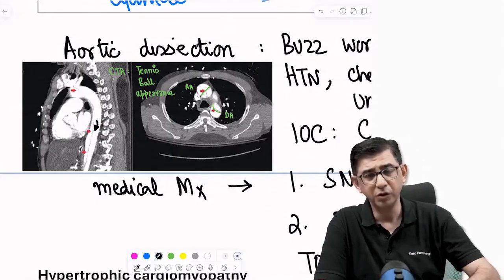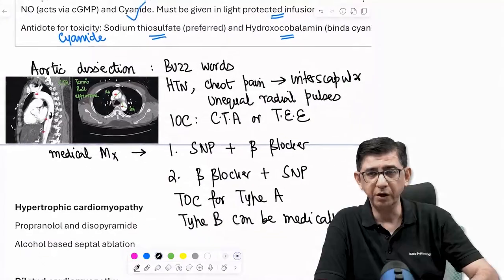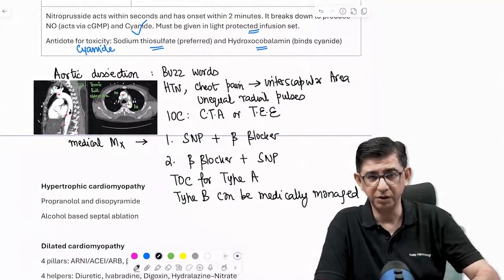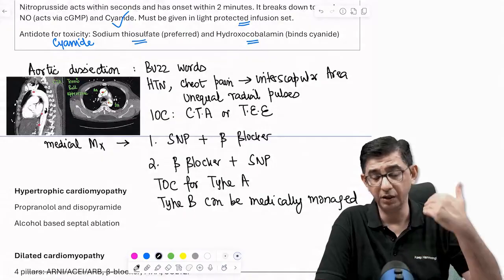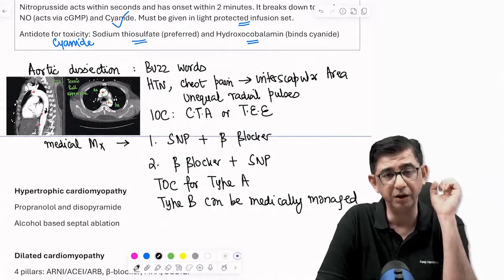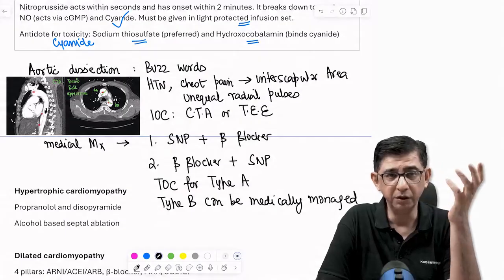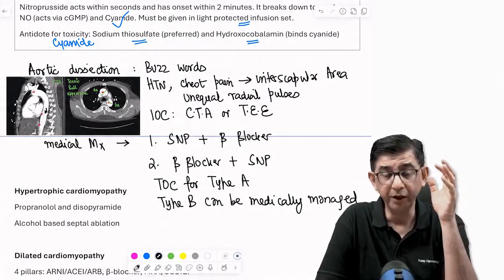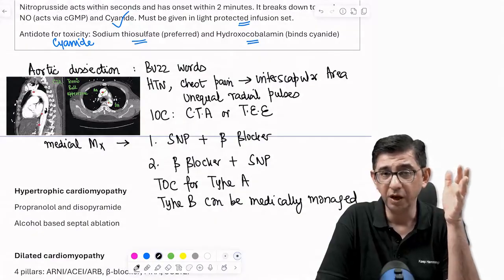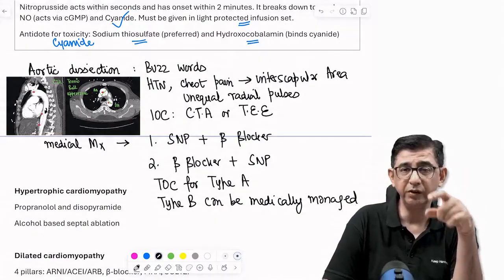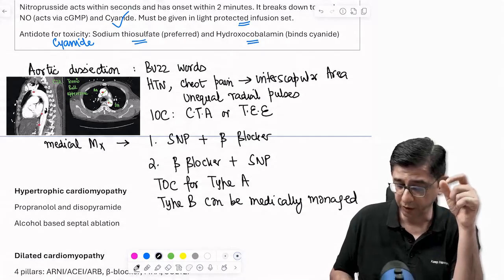So the gist of the question would be chest pain in the interscapular area with unequal radial pulses is a feature of aortic dissection. Then he will ask what is the imaging modality or what is the medical management. So in medical management, I need to put on brakes. I need to prevent the heart from beating faster. So I will first give a beta blocker and then I will be giving sodium nitroprusside to this person.